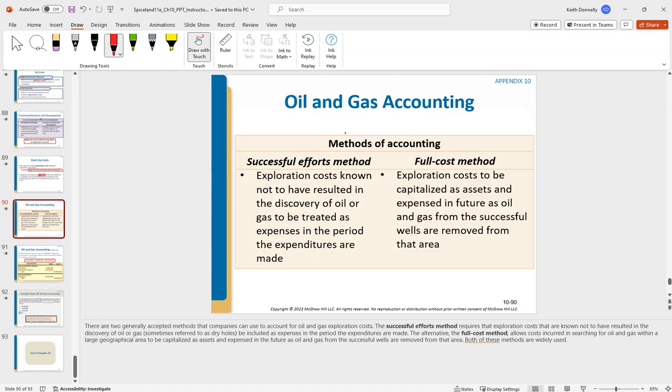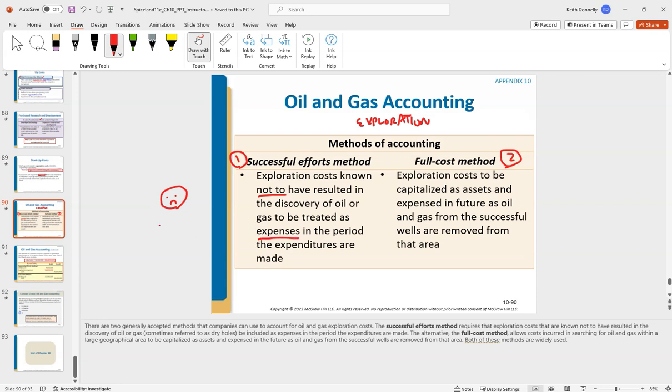In this way, we have two methods to account for those exploration costs. Method one is the successful efforts method, and method two is the full cost method. Some of this we're going to expense, some of this we're going to capitalize, depending on the method we use. So maybe we throw some money into a gold mine. We're looking for gold. Any exploration costs known not to have resulted in the discovery of oil or gas, it's a sad face. We spent this money, we didn't find any gold. We're not going to be happy with that.